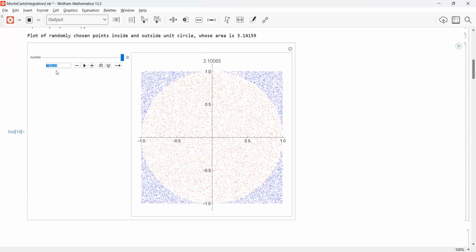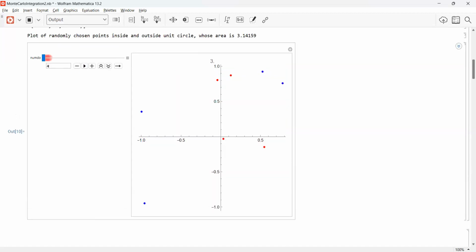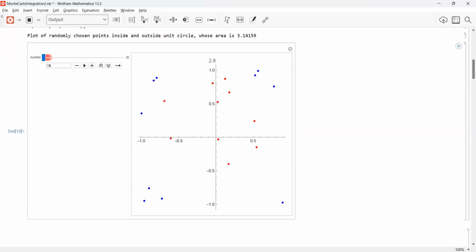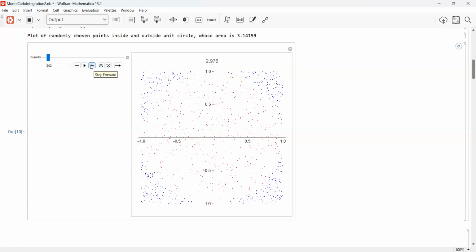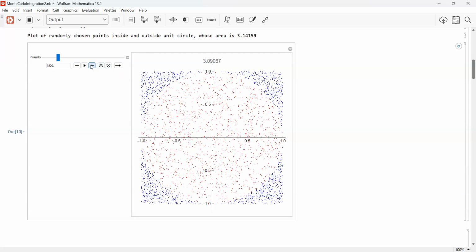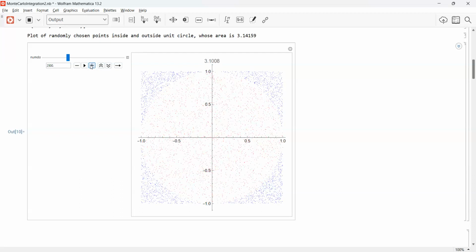All right, so it's not working well right now. So here I'll do it manually. 10 points. Well, not quite 10, but. And you can see as I'm adding more and more points, it's starting to fill in very quickly.